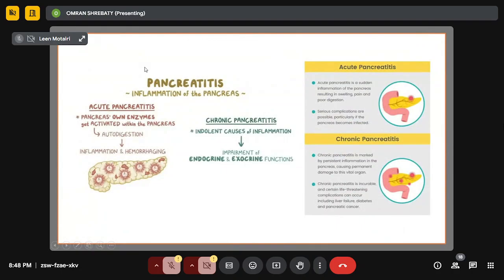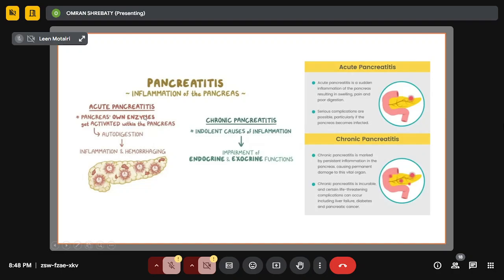Okay, moving now to pancreatitis. We should know that from the name, itis means that we have an inflammation of the pancreas, which we should differentiate into acute pancreatitis and chronic pancreatitis. In acute pancreatitis, the pancreas is auto-digested by its own enzymes. As we already mentioned, everything in the pancreas is in inactive form. We should then convert it into active form when we reach the duodenum and the GIT.